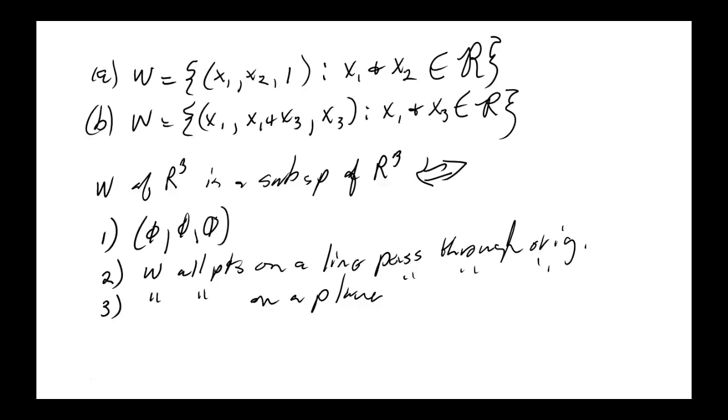Everything scales. And then the final and only other one that could be is that W would be all of R3. Okay? Nothing in between those three. Single point, single line that passes through the origin, single plane that passes through the origin, or all of R3. Only these options.